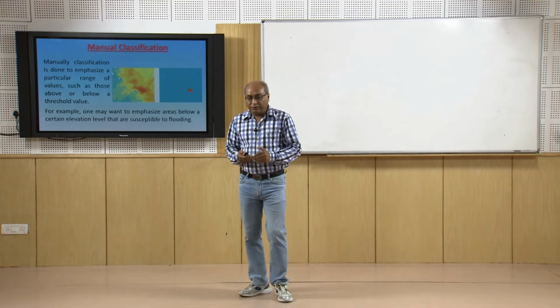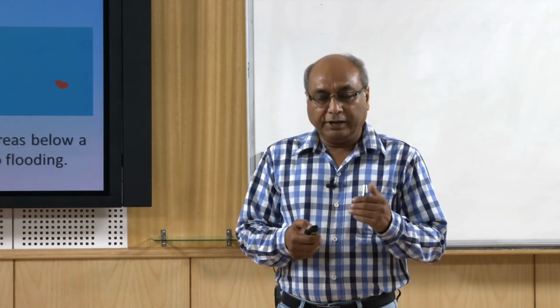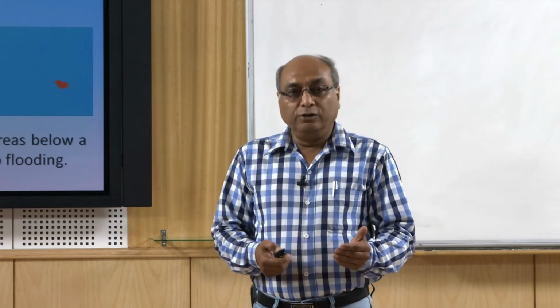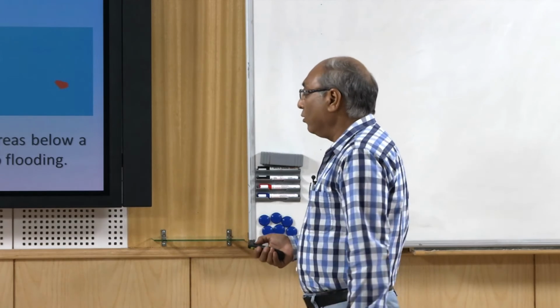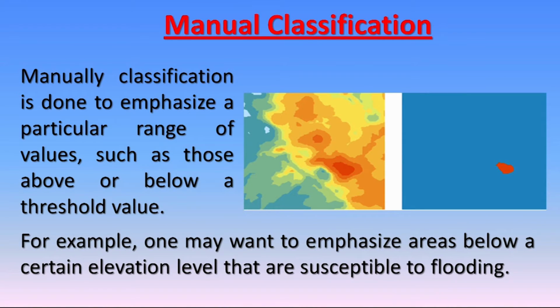Apart from these 6 classifications, manual classification can always be there. Instead of the computer deciding the classes, you can also decide, which is also called manual or custom classification. A manual classification is done to emphasize a particular range of values, such as those above or below a threshold value. For example, in this input digital elevation model, very high elevation points were required to be highlighted and the rest were not required at all.